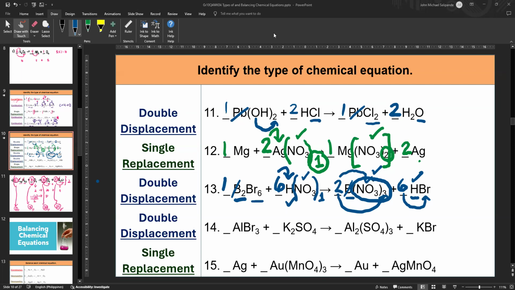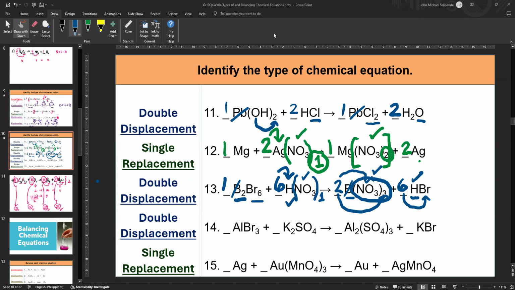So this is part 2 of balancing chemical equations. And let's jump right into number 14. For number 14, we have a double displacement reaction between aluminum bromide and potassium sulfate producing aluminum sulfate and potassium bromide. So let's start.